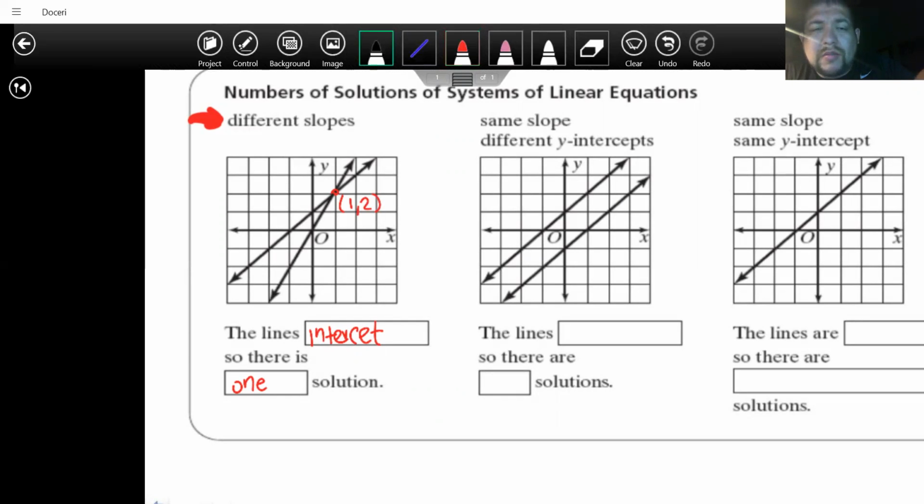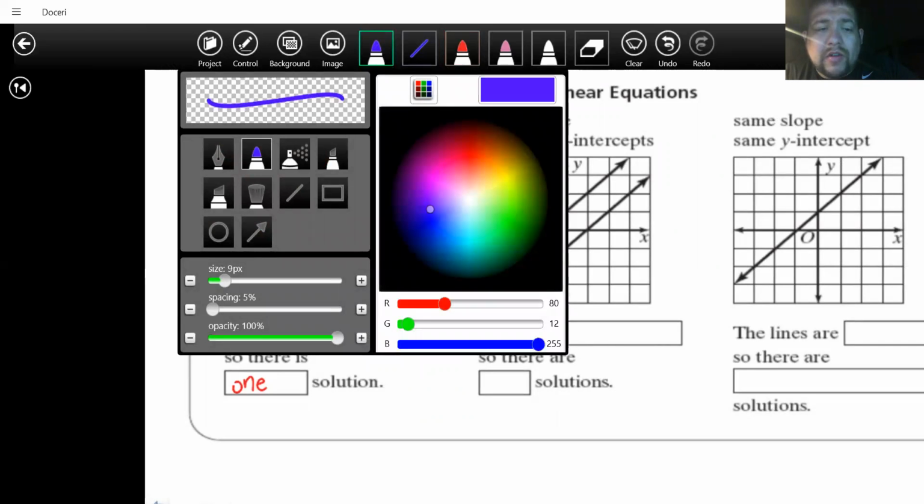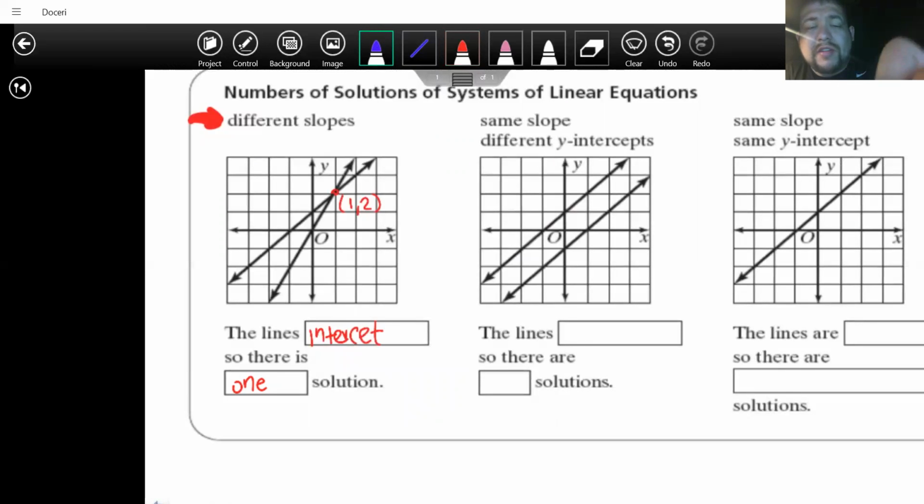If we're looking at the next one, we can also have sets where we have the same slope but a different y-intercept. We're going to get the fact that the lines are parallel. So then there are no solutions. If the lines are parallel, then we don't have any solutions. They'll never intersect. They'll never cross each other. So if they don't cross, we cannot say that they are the same. We cannot say we have any solutions that will match up with this. And I'll show you what I mean in a little bit.